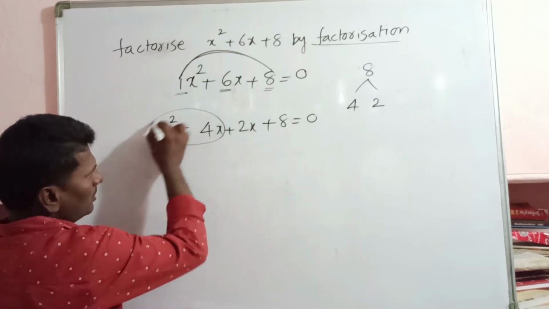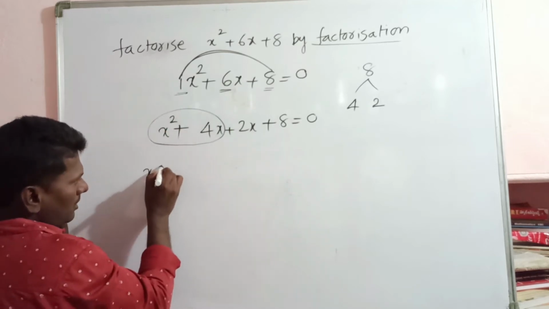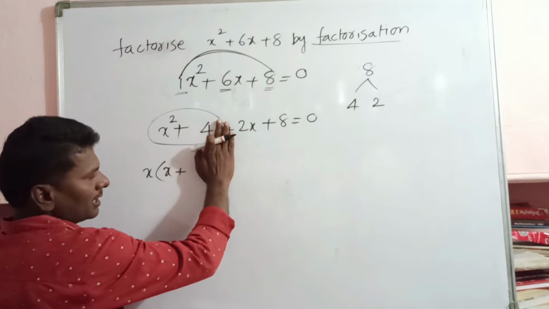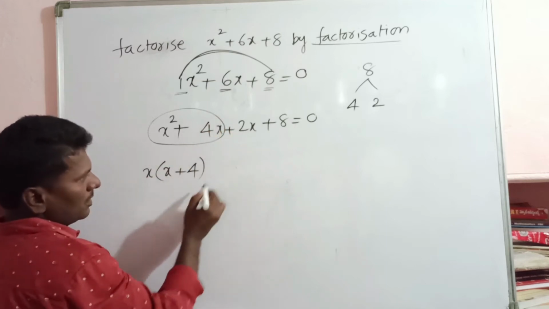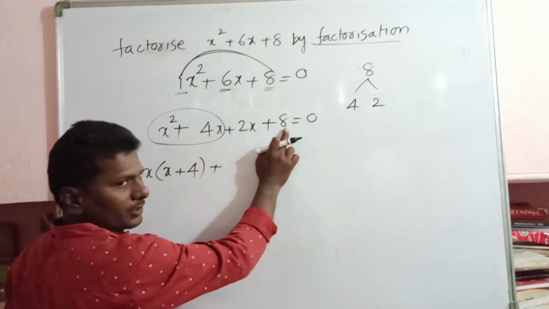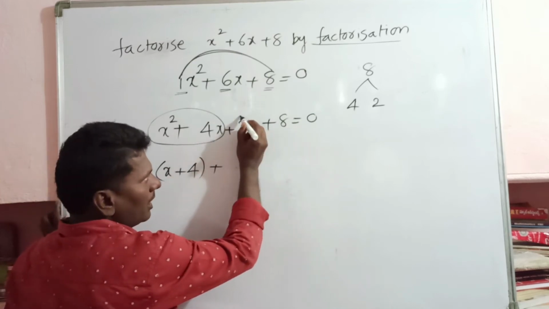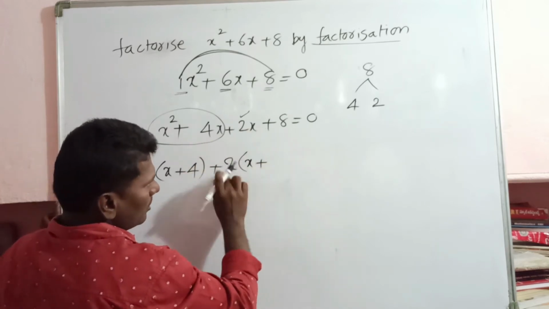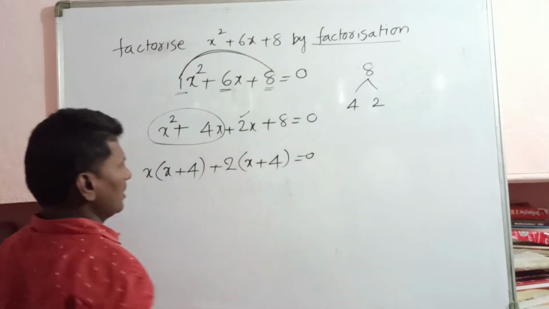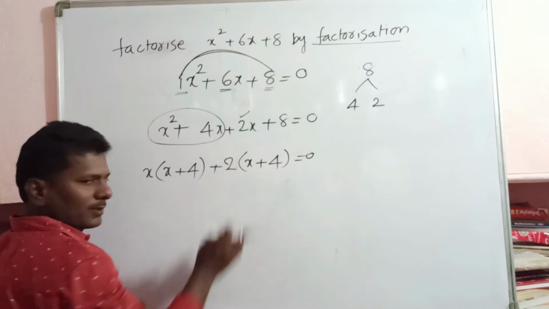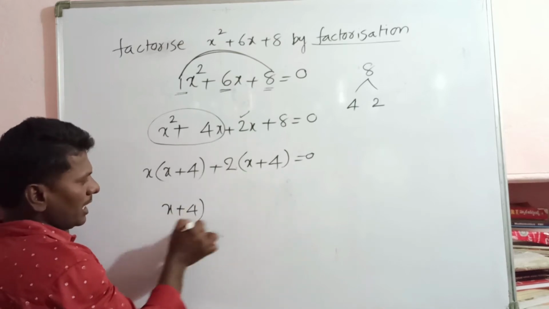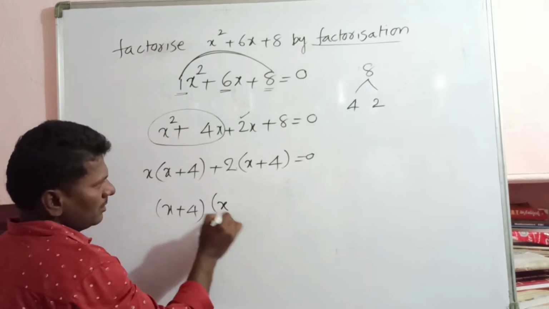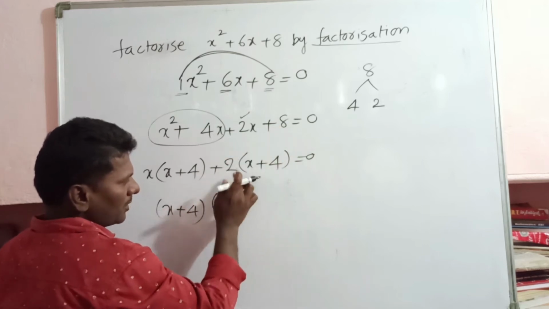Now from these first two terms I am taking x as common. I am left with x plus 4. Here in the next two terms there is no x, so we have to take the number as common. 2 is taken as common. I am left with x plus 4, since 2 into 4 is 8. Again here x plus 4, here also x plus 4. Take x plus 4 as common factor. Close this x plus 4, we are left with x. Close this x plus 4, we are left with plus 2.